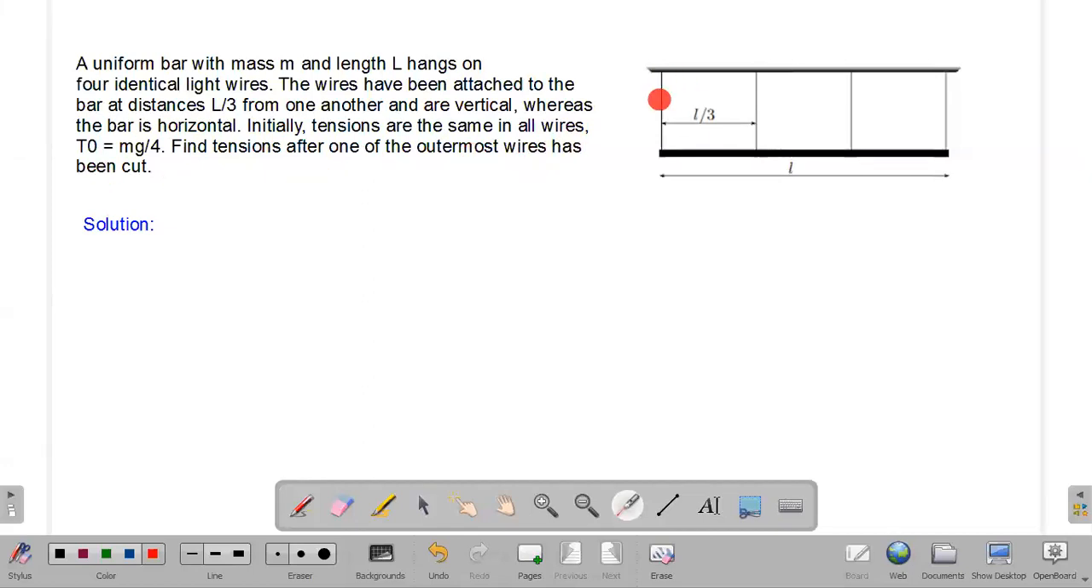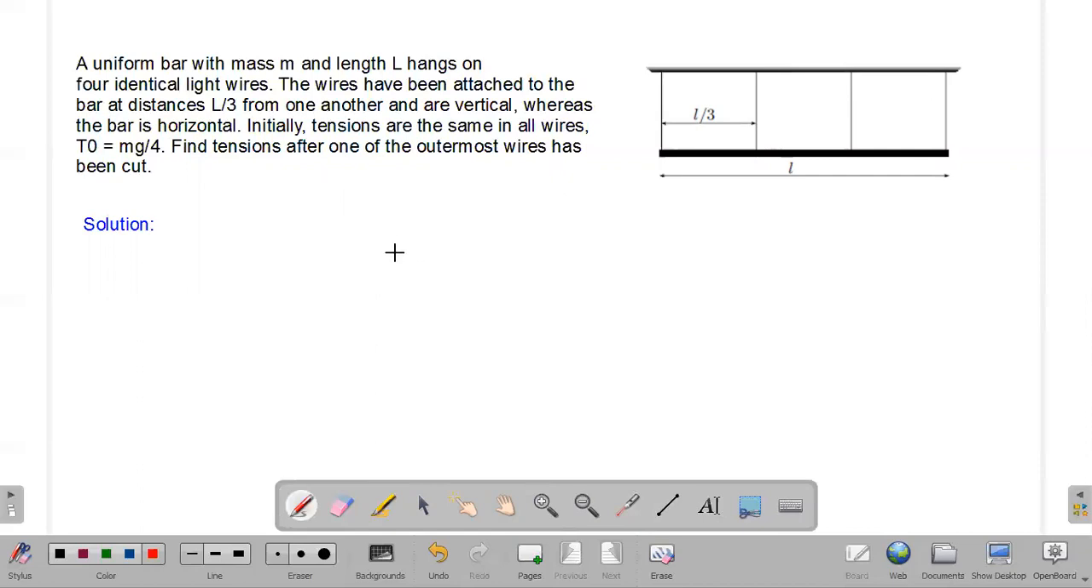So these are four wires: wire number 1, wire number 2, wire number 3 and wire number 4. They all are separated by a distance of L by 3, L by 3, and L by 3. Total length is L. Mass of this bar is m. Wires are massless. Now we are going to cut one of the outermost wires, and then we have to find what is the tension remaining in the other three wires. That is the question for today related to your JEE Advanced Series 2020, scheduled for 27th September.